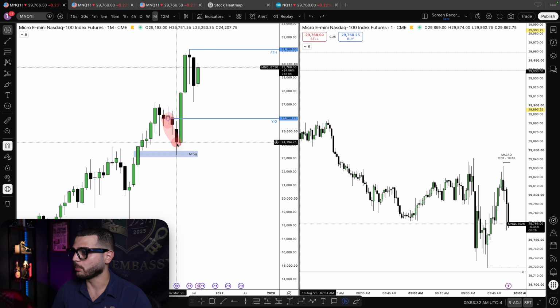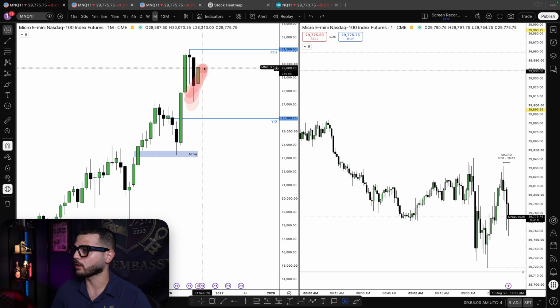We opened here, manipulated down below the open into a monthly gap. We tap this gap, we sweep out weekly and daily sell side, then we continue higher. Then we made new all-time highs, retraced back down into a monthly gap, and it didn't touch this order block here, but we traded down into a monthly gap and then closed away from it.